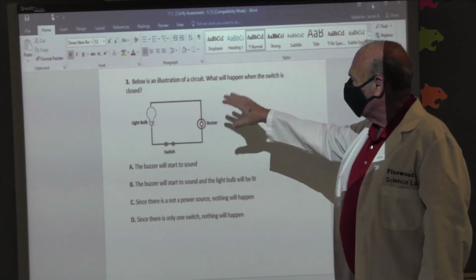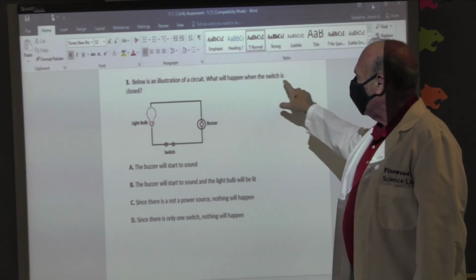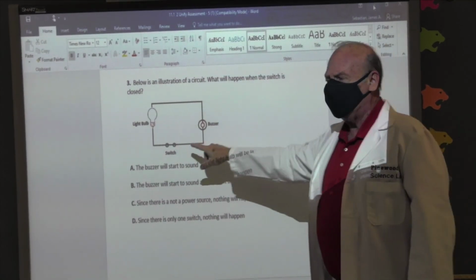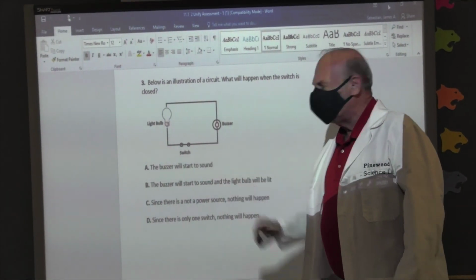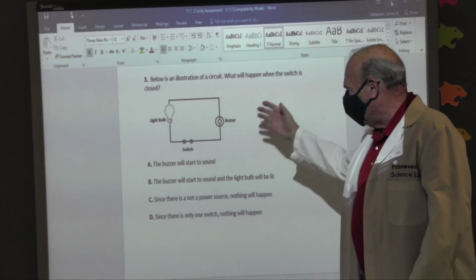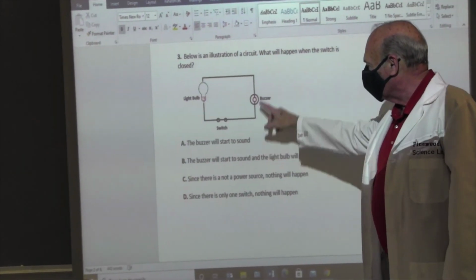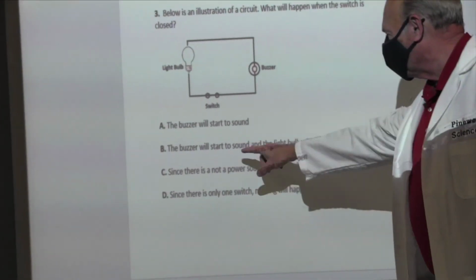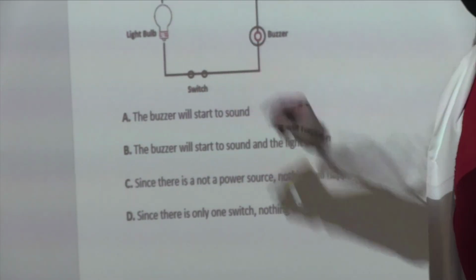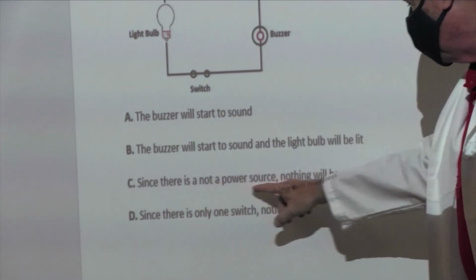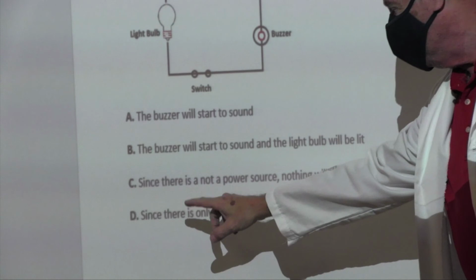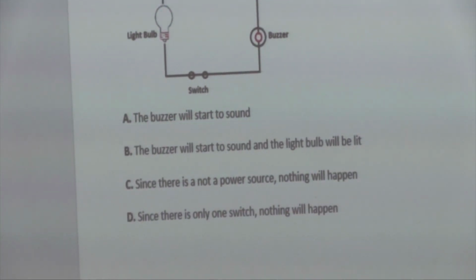This one says, below is an illustration of the circuit. What will happen when the switch is closed? This is the switch. So when we close the switch, what will happen? And then you have your answers here. The buzzer will start to sound. The buzzer will start to sound and the light bulb will light up. Since there's no power source, nothing will happen. Since there's only one switch, nothing will happen.